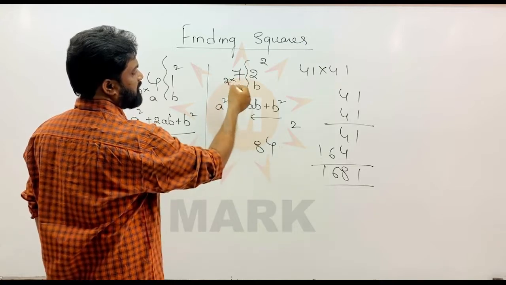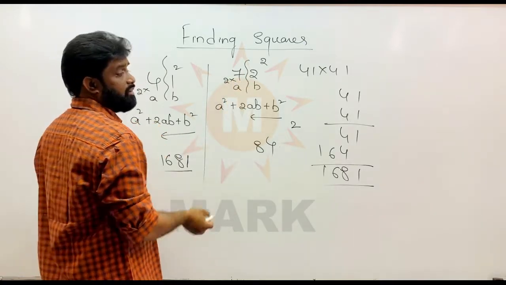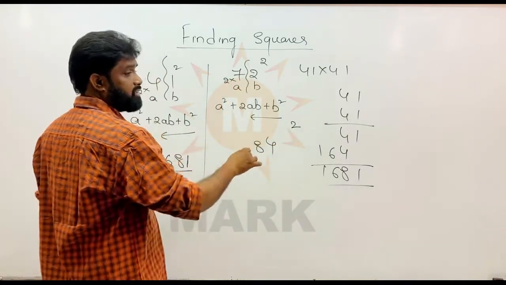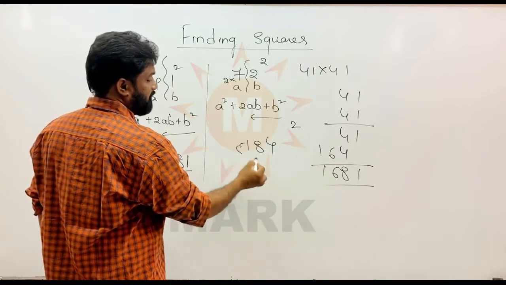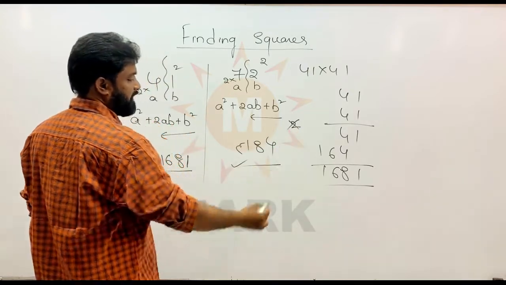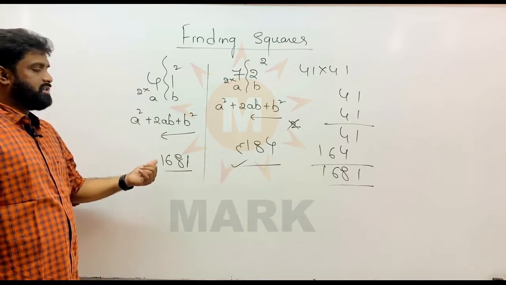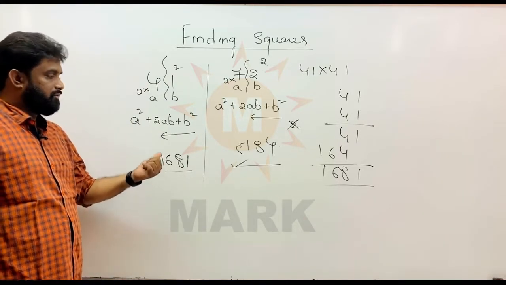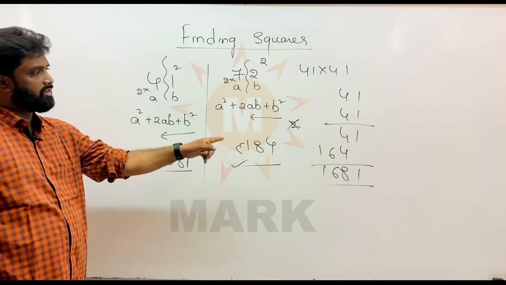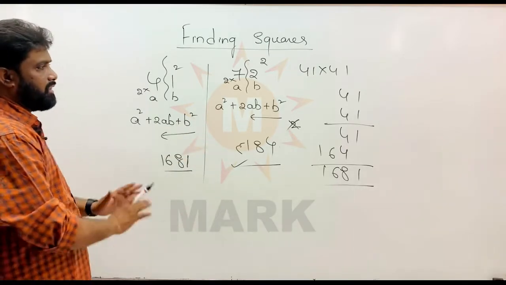Now a square. A square means how much? 7 square. What is 7 square? 49. 49 plus 2, what is 49 plus 2? 51. So 5184. This calculation is with carry forward, and that calculation is without carry forward. Okay, this is how we have to do it.